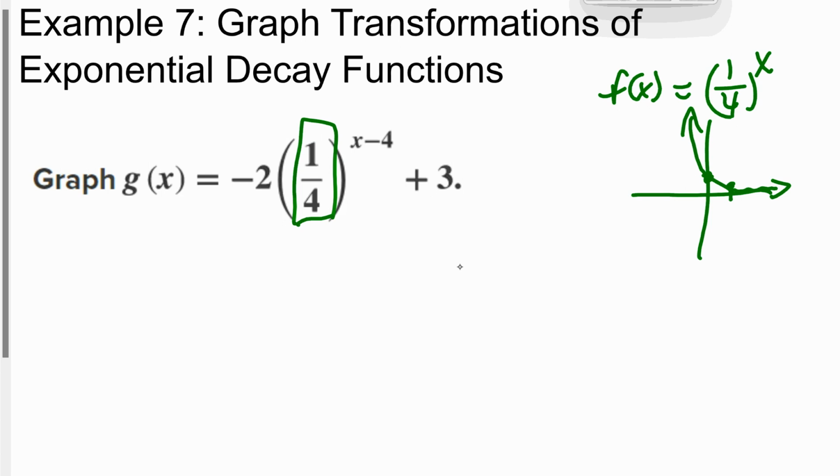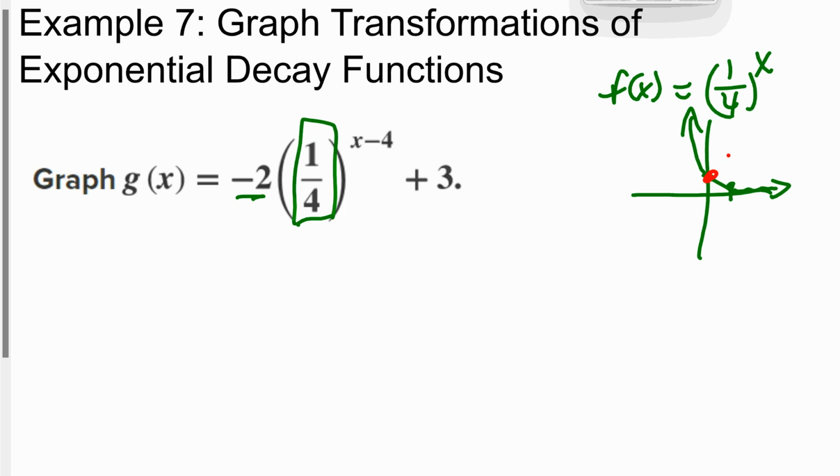So here, when we look at that negative in front, that -2 out in front, that's going to change a little bit, right? Because after I take my exponents, I'm going to multiply by -2. So that negative is going to flip this, right? So it's going to flip it over the x-axis.